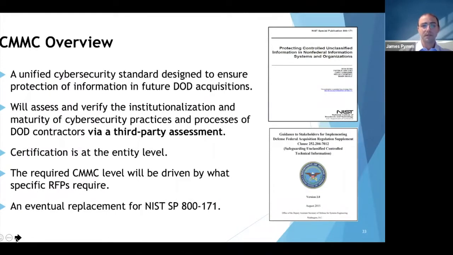The other shortcoming of NIST 800-171 is it was one size fits all. As we will see in the coming slides, the number of practices varies significantly depending on the CMMC level. 110 controls might be a bit overkill for an organization that doesn't have CUI on their systems. Next slide, please.